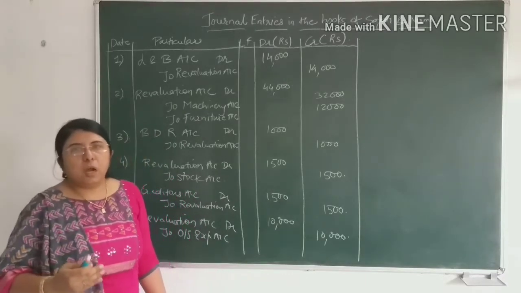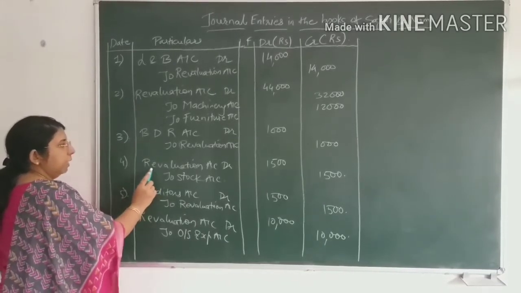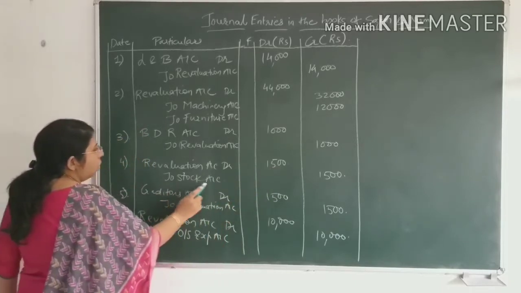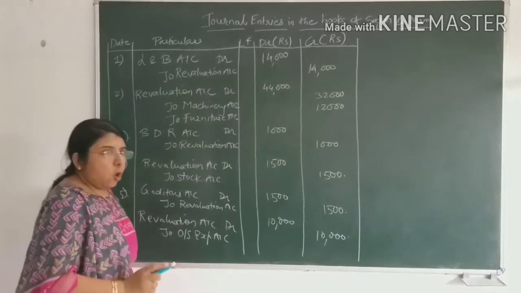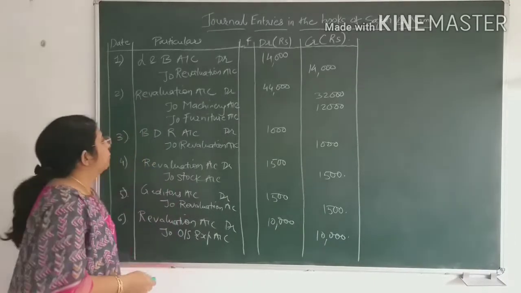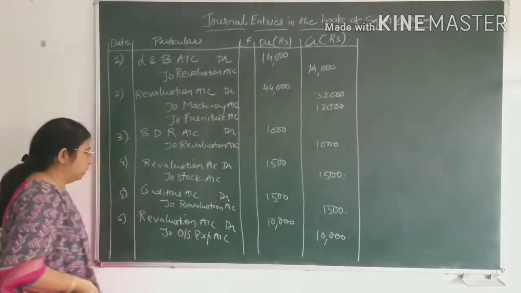So revaluation account will be debited. The next journal entry, you can see the fourth entry, that is revaluation account debit by rupees 1500 to stock account credit, that is rupees 1500. Again, if loss occurs to the firm, then revaluation account will always be debited, and if profit occurs to the firm, then revaluation account will always be credited.